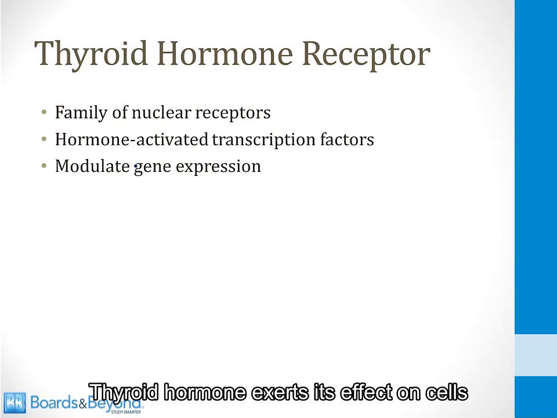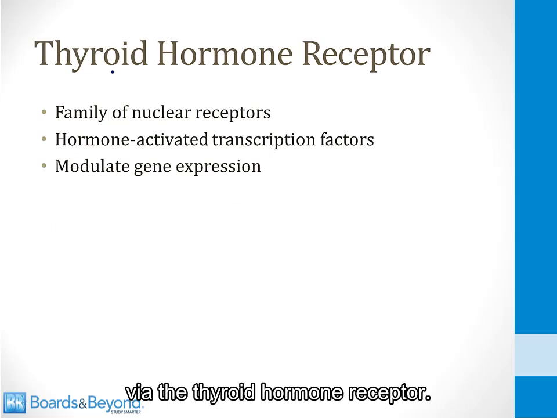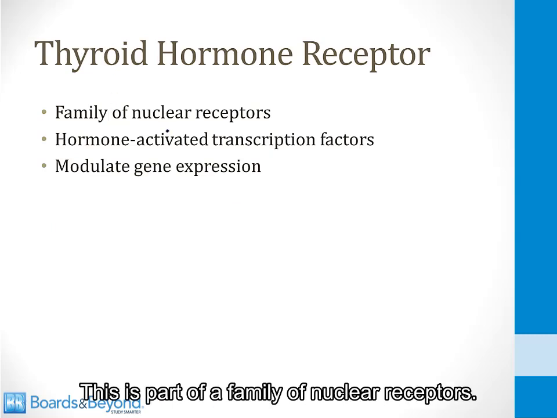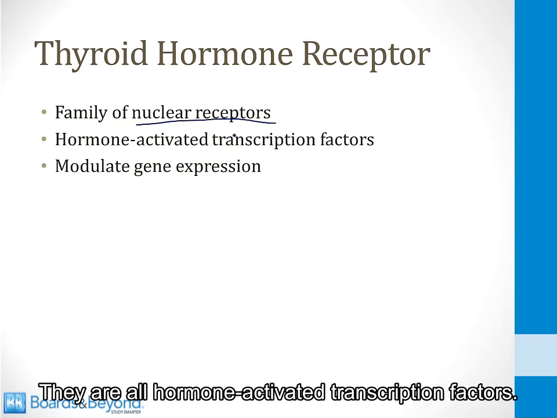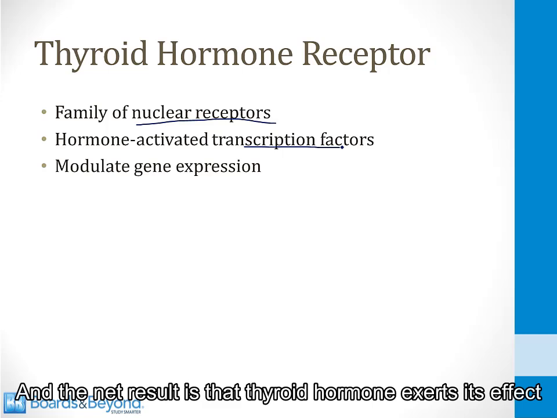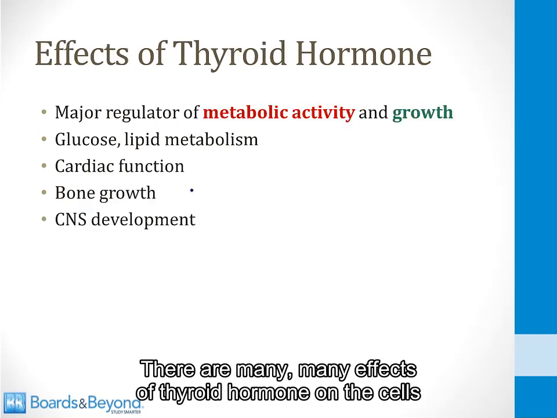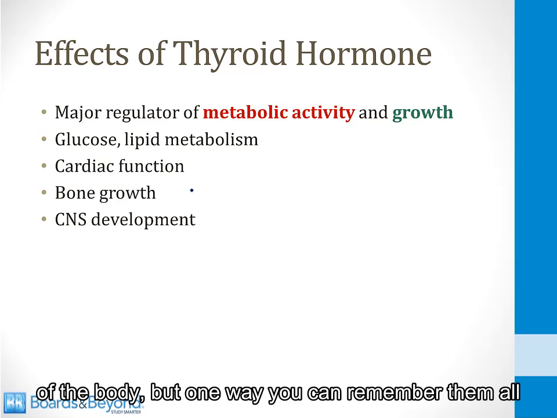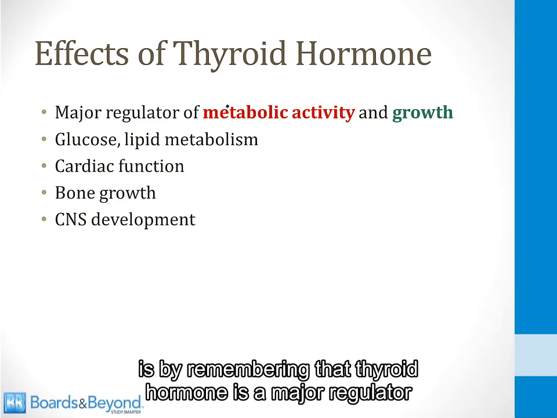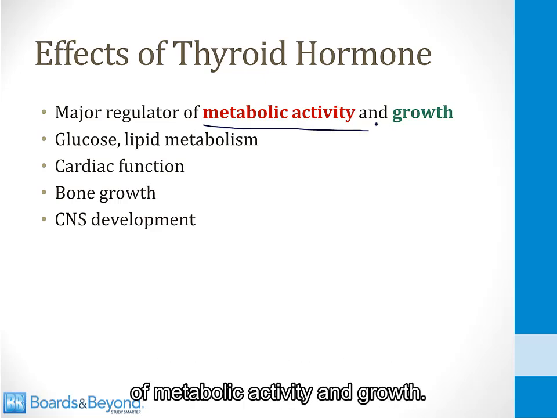Thyroid hormone exerts its effect on cells via the thyroid hormone receptor. This is part of a family of nuclear receptors. They are all hormone-activated transcription factors, and the net result is that thyroid hormone exerts its effect on cells by modulating gene expression. There are many effects of thyroid hormone on the cells of the body, but one way you can remember them all is by remembering that thyroid hormone is a major regulator of metabolic activity and growth.